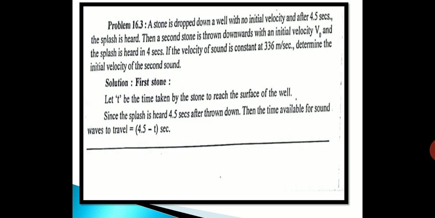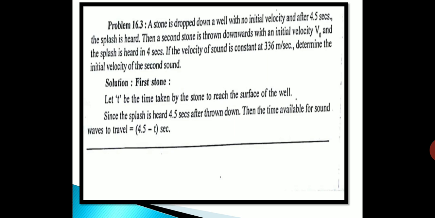Sorry, initial velocity of the second sound it is written, but it should be initial velocity of the second stone which is thrown. Now, important things to be understood from the example. The first stone which is dropped is not thrown, it is just dropped. That means it has no initial velocity, it is what we call a free fall.